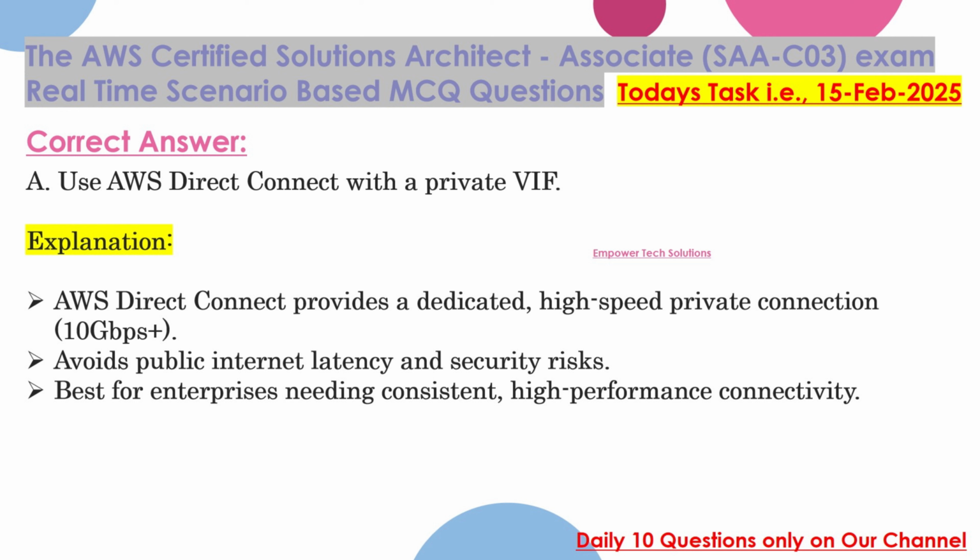Correct answer: A. Use AWS Direct Connect with a private VIF. Explanation: AWS Direct Connect provides a dedicated, high-speed private connection, 10 Gbps+. Avoids public internet latency and security risks. Best for enterprises needing consistent, high-performance connectivity.